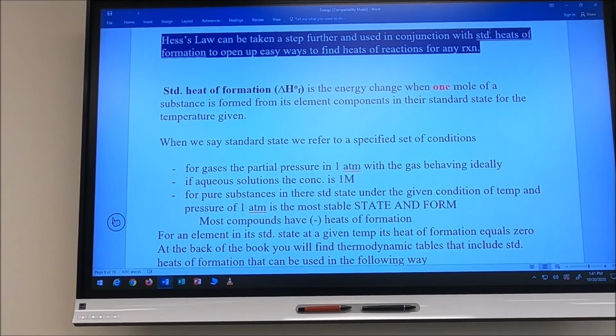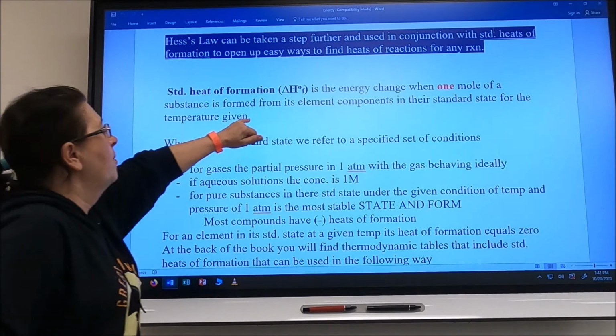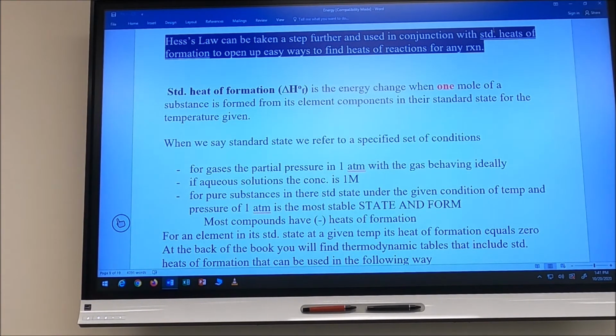Okay, now, our next kind of twist on Hess's law is that it can be taken a step further. And we can use it in conjunction with standard heats of formation to open up a new and easy way to find the heat of reaction for any reaction. Standard heats of formation, delta H0 formation, is the energy change when 1 mole of a substance is formed from its elemental components in their standard state for the temperature given.